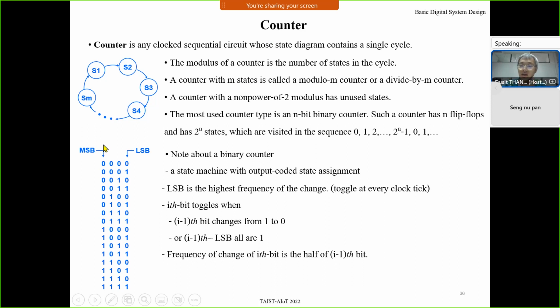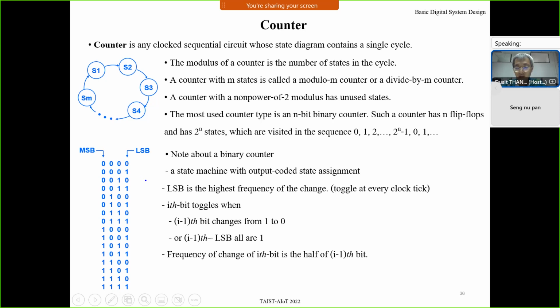A counter, by definition, when you write the state diagram, contains a sequence cycle change of the state. The normal one is, for example, the binary counter. It will give the output of a binary sequence. For example, a 4-bit binary counter goes 0000, 0001, 0010, and so on until 1111. And when the clock ticks again, it's back to 0000. Okay, this is a counter.